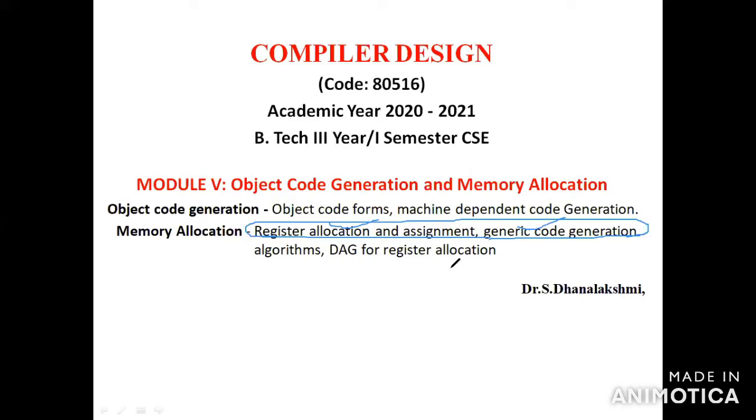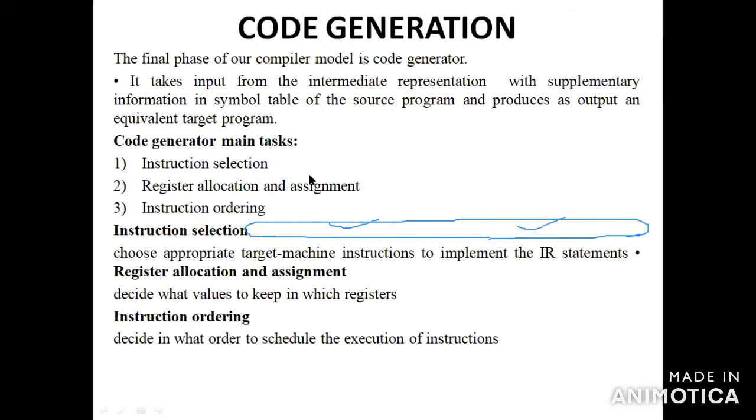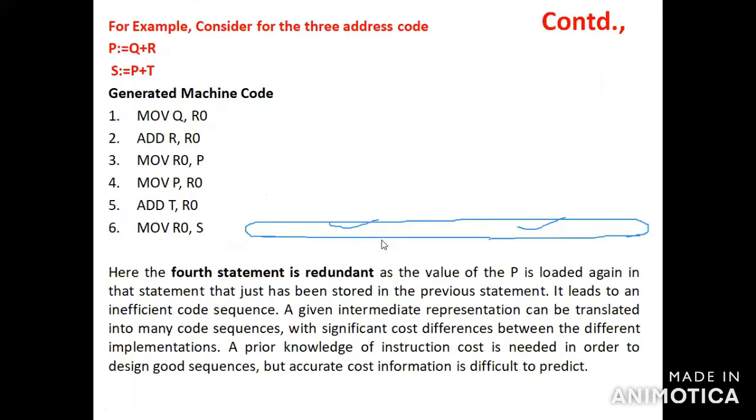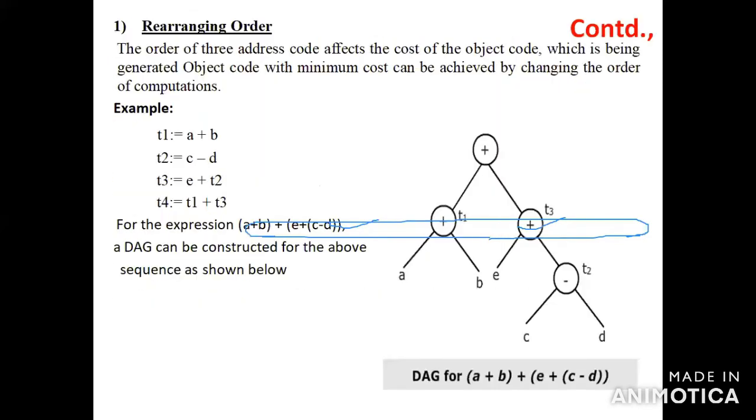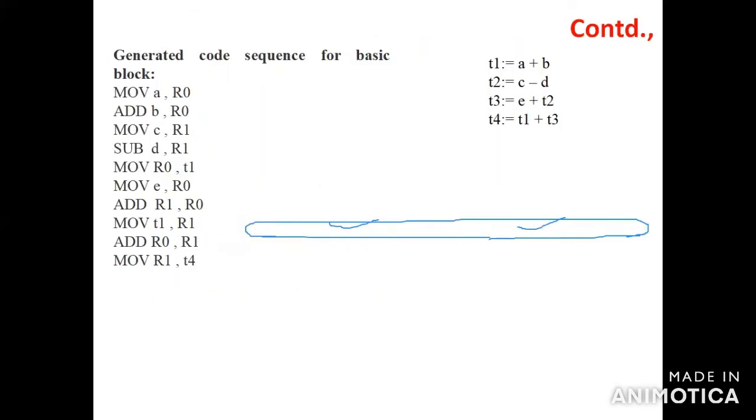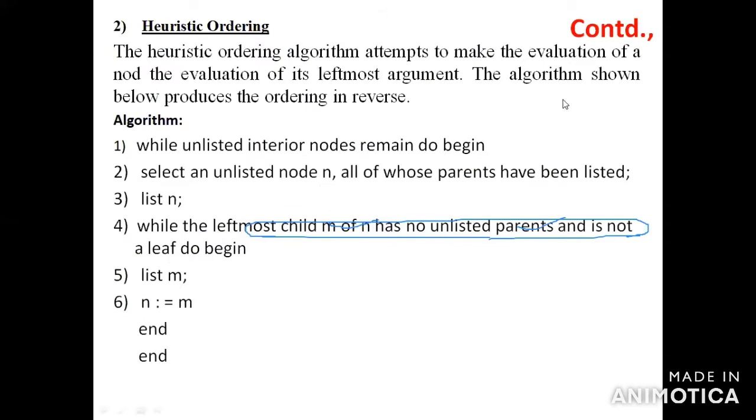So the first one is register allocation and assignment. So yesterday we completed the generic code generation algorithm and register allocation. So in that algorithm we have four techniques. What are the techniques? Rearranging order, then heuristic ordering algorithm, then labeling algorithm.